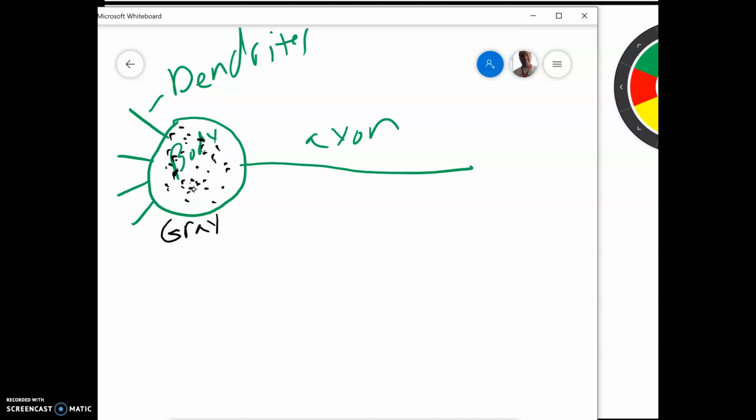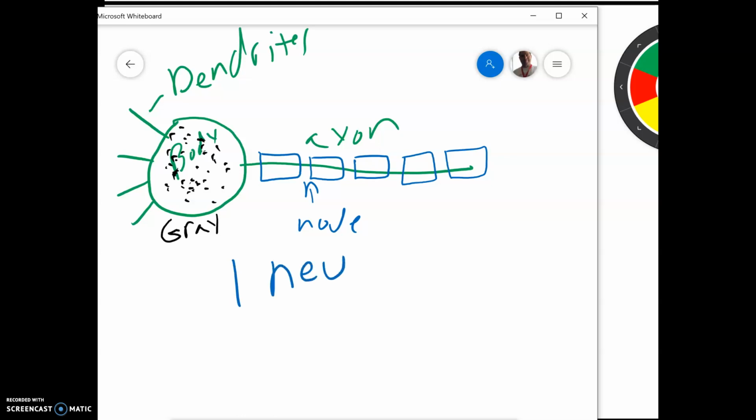Now the axon is going to have some sort of myelin around it, either Schwann cells or oligodendrocytes. So I will add myelin to it. So here's our myelin wrapping around it. There's our nodes of Ranvier. So this is one neuron. So a neuron is a single nerve cell.